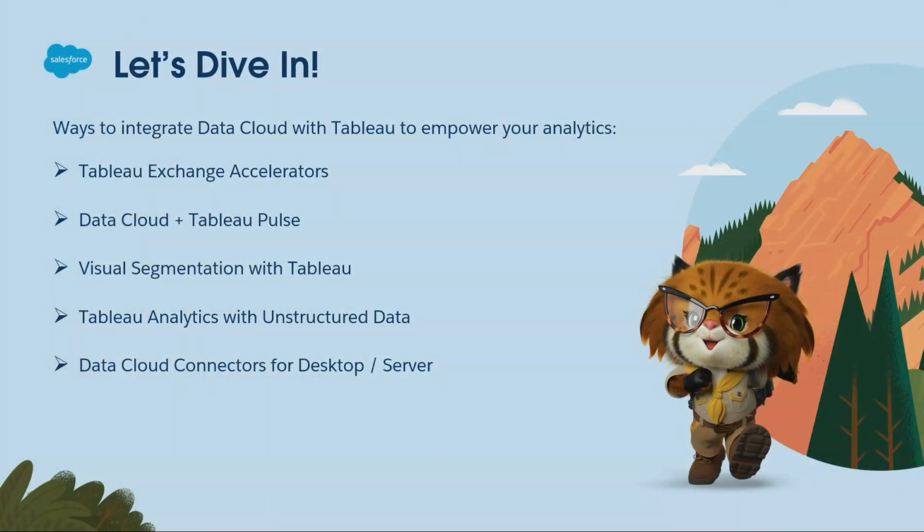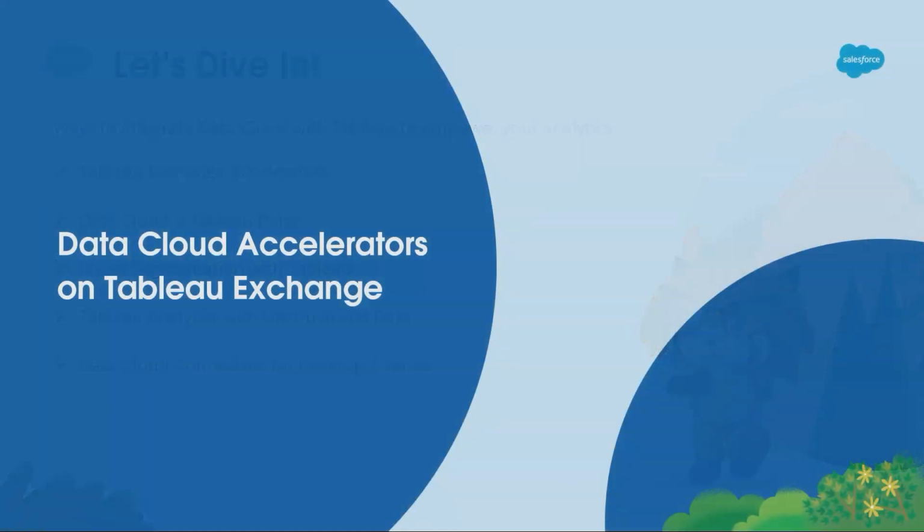So, as I said, we're going to walk through different ways of integrating these two systems. A quick overview is we're going to talk about how we can use Tableau Exchange accelerators, how we can use Data Cloud and Tableau Pulse, how we can use visual segmentation in Tableau, and how we can start using unstructured data in Tableau, and of course, how we can integrate this with traditional tools like Desktop and Tableau Server. So let's get started with Tableau Exchange Accelerator.